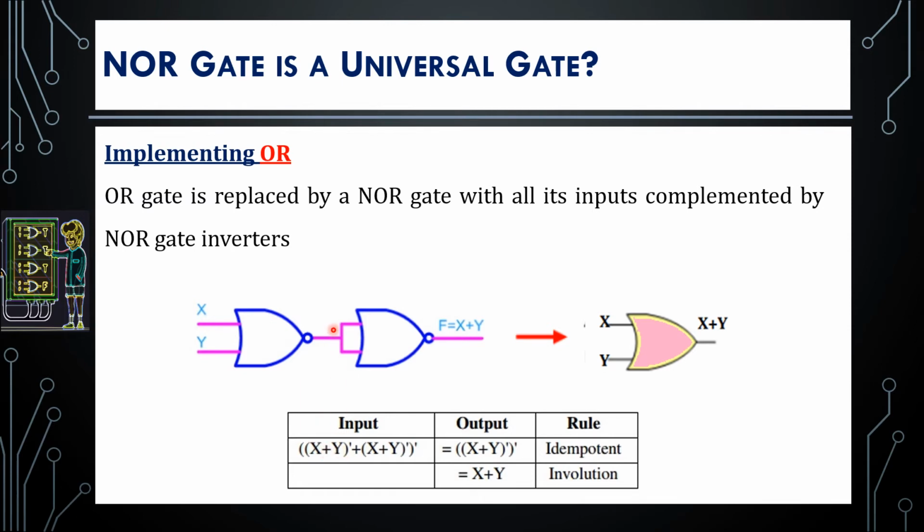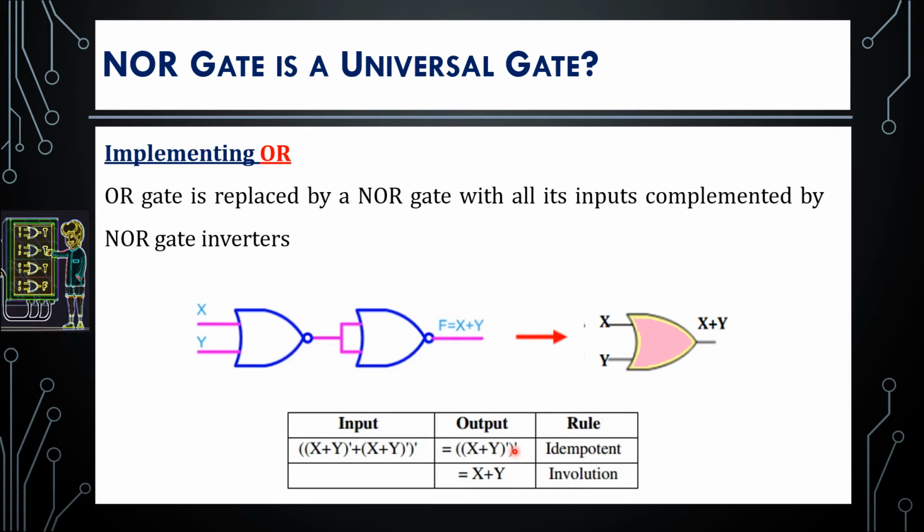Fine. (X plus Y) the whole complement is given as the two inputs to the second NOR gate. So we will be getting ((X plus Y)' plus (X plus Y)')', the whole complement. In the inner part, we have (X plus Y)' plus (X plus Y)', and these terms are the same. According to the idempotent law, X plus X is X, so we can take only one. So we are having ((X plus Y)')'.